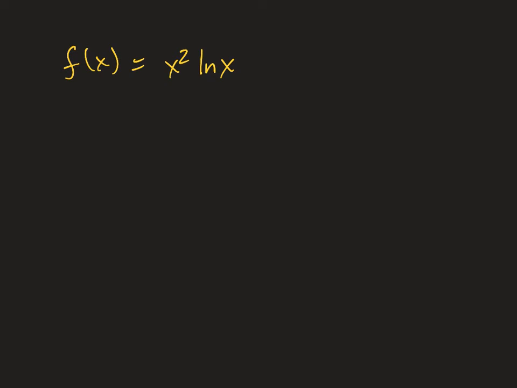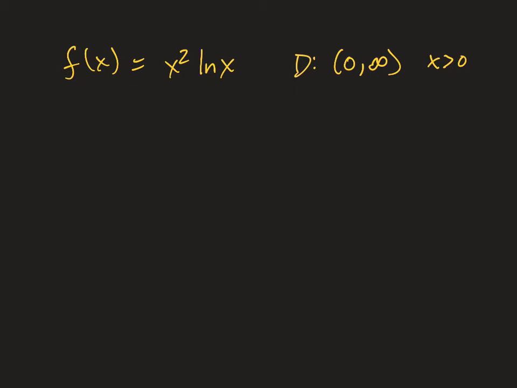So let's consider the function x squared times the natural log of x. First of all, you need to be aware of the domain of this function. The natural log of x is defined only for x is greater than 0. So our domain is 0, infinity, if we write it in interval notation. This is our domain. So we're only considering numbers that are greater than 0 for this function.